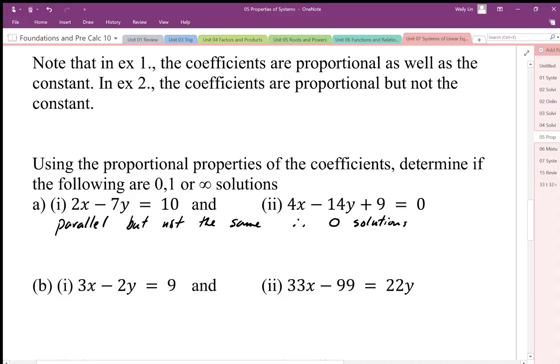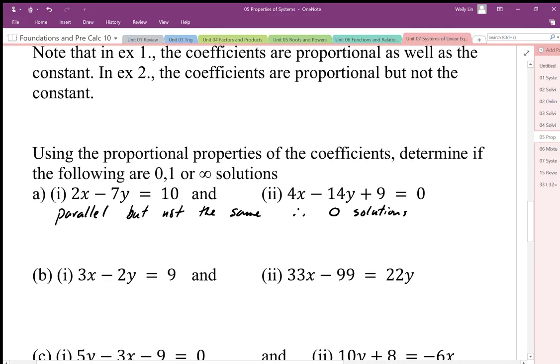And it is inconsistent. So if we solve this, we'll probably end up with 0 equals negative 29 or something like that.